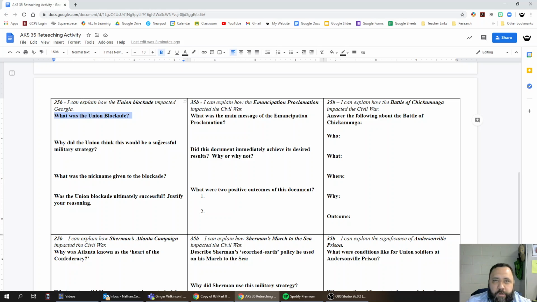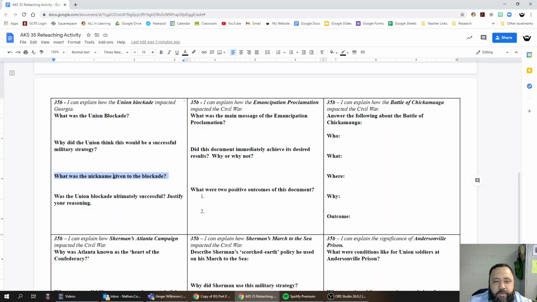So now we're getting into the stuff that's actually about the Civil War. What was the Union blockade? Basically, it's the Navy blocking off the ability of the South to trade its cotton for guns. Why did the Union think this would be a successful military strategy? Because the South doesn't have much of a significant manufacturing base. All right, so they had to trade their cotton for weapons. Otherwise, they wouldn't have the weapons to fight the war.